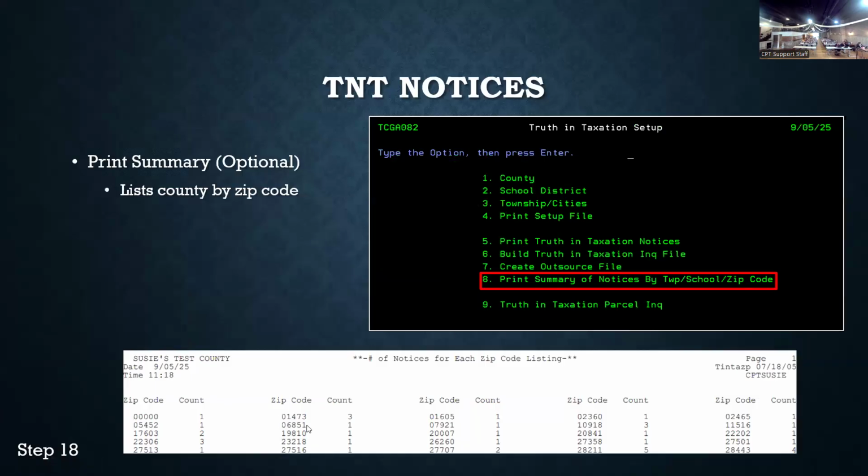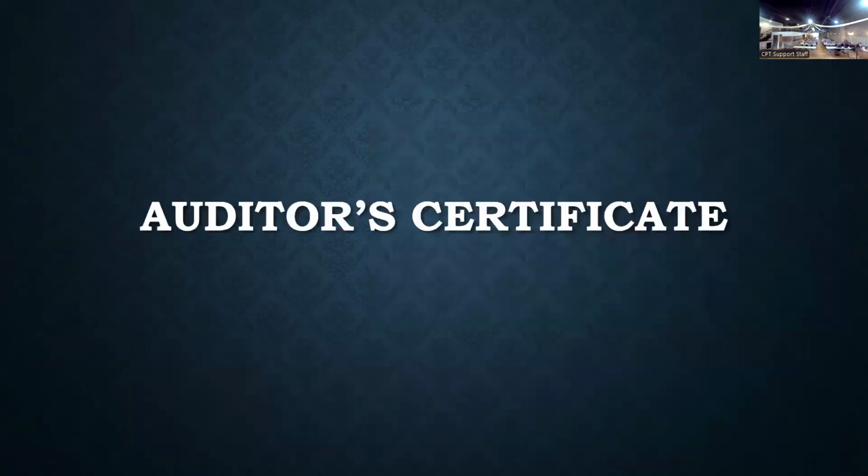And the last thing that you can do optionally, this only works once you've run other options, is to print a summary of notices by township. So that's TNTs. Questions, comments?